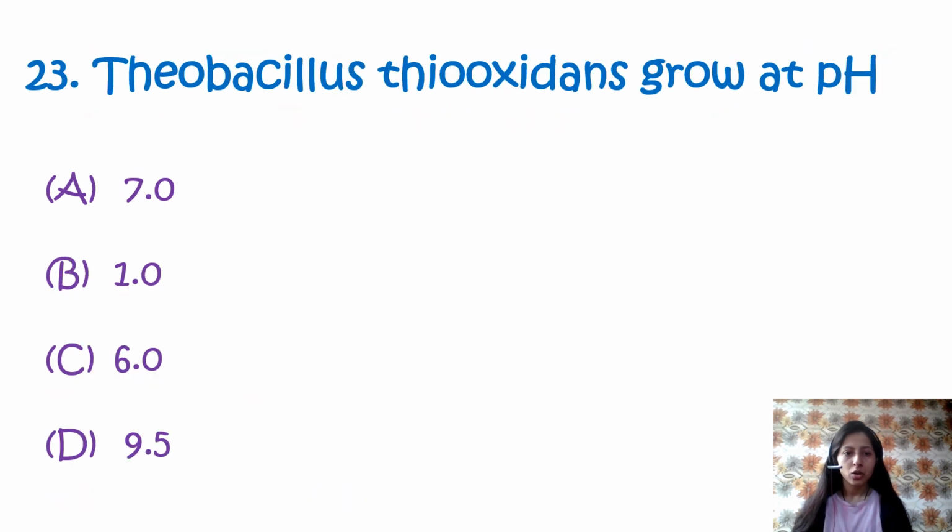Question number 23. Thiobacillus thiooxidans, they grow at a pH of 7, 1, 6 or 9.5. So Thiobacillus thiooxidans, they grow at a pH of 1. Actually Thiobacillus thiooxidans क्या है? It's a gram negative rod shaped bacteria है जो uses sulfur as its primary energy source, and it grows at a pH of 1, and it is actually an acidophile, aerobic and a chemolithotroph microorganism.